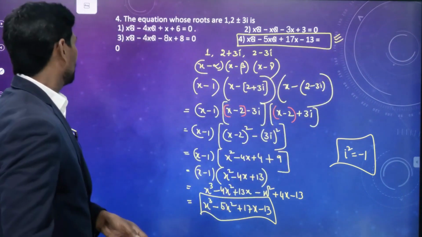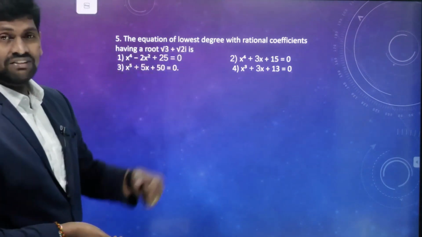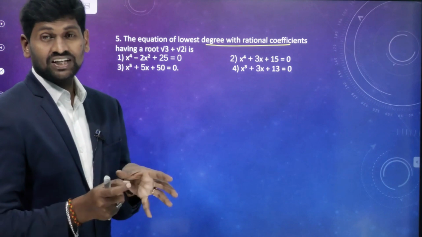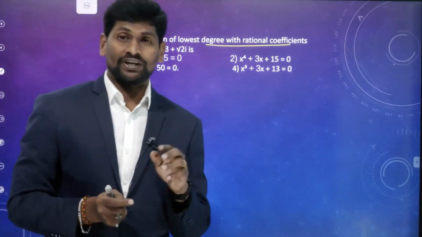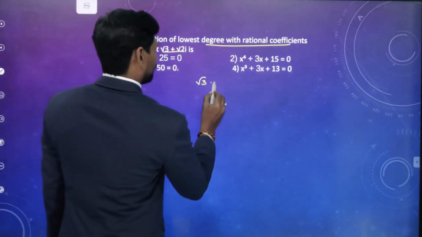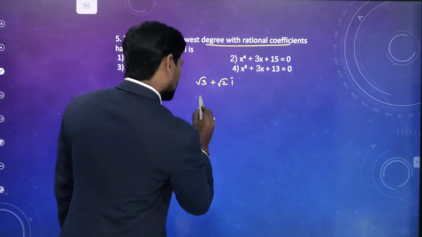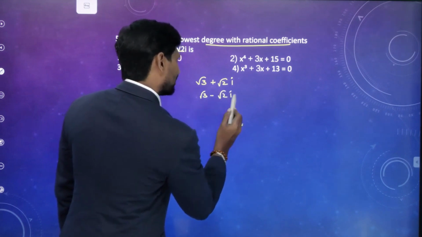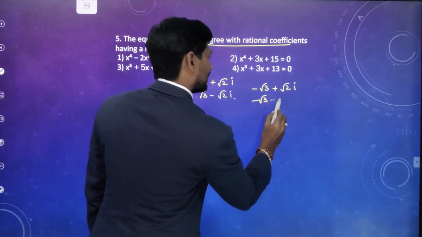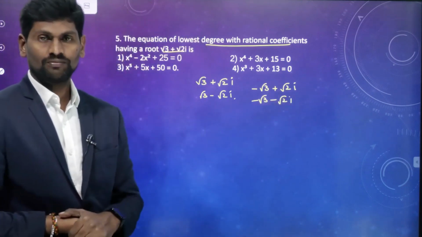Let us go to the next problem. The equation of lowest degree with rational coefficients. When you have rational coefficients, the roots can be complex surds. So here one of the roots is given, that is root 3 plus root 2i. So its complex surds become root 3 minus root 2i, or minus root 3 plus root 2i, minus root 3 minus root 2i. 4 complex roots will come.